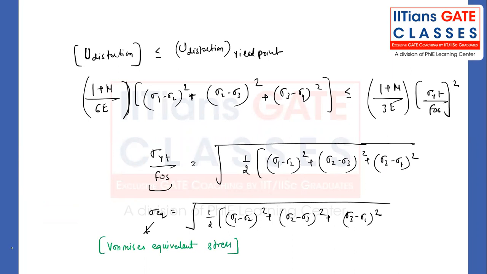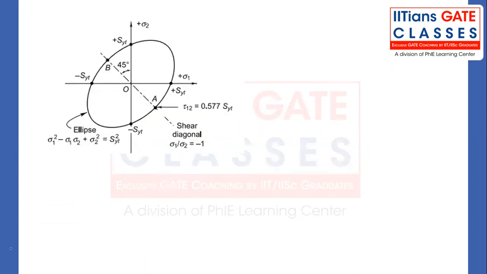This is called the von Mises equivalent stress, right? So these are the regions of safety for this one. It's a very similar kind of thing, but here we have a pure ellipse having a semi-major axis A and a semi-minor axis B, right?